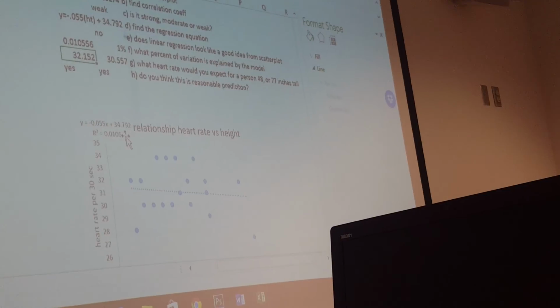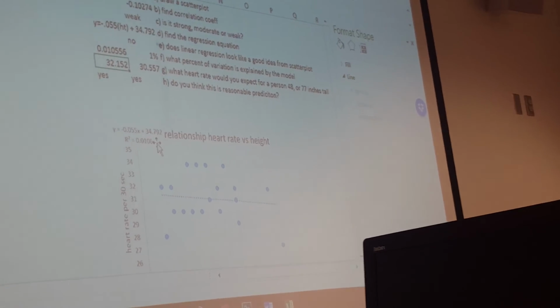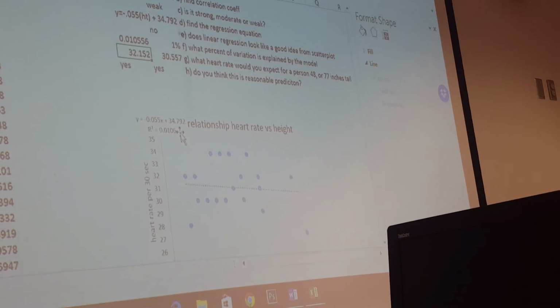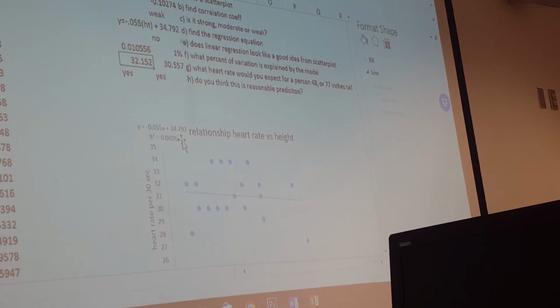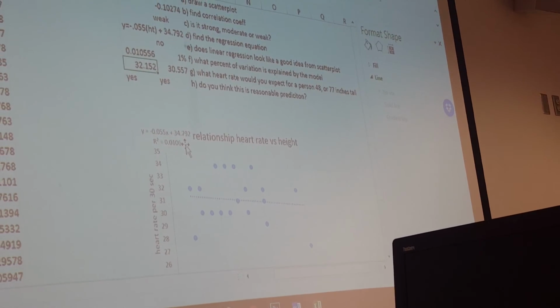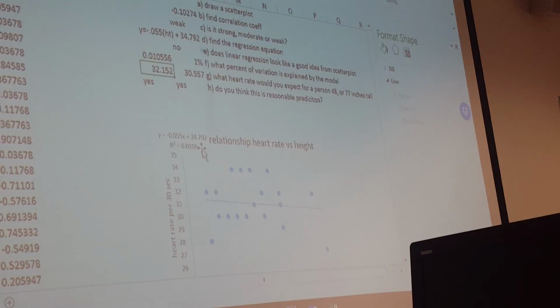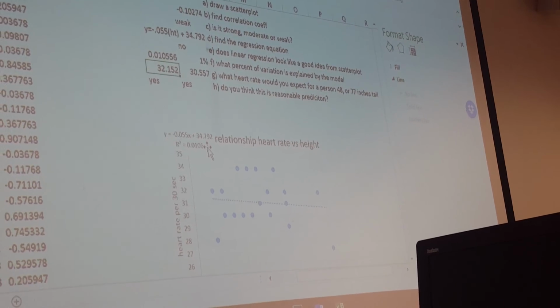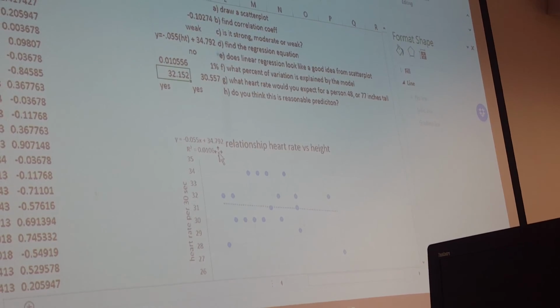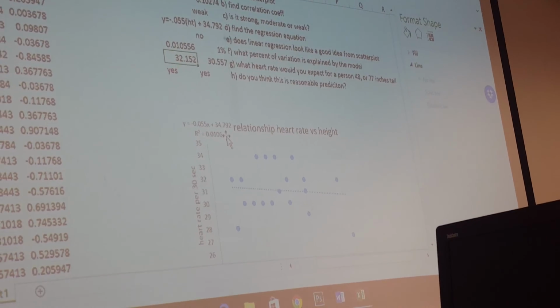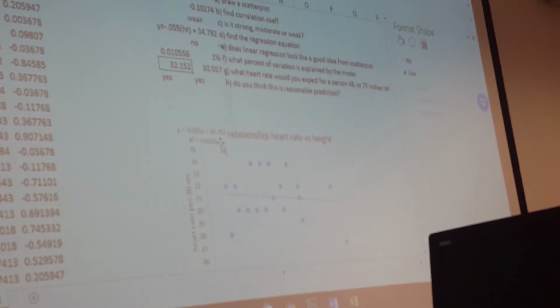No. Terrible model. Do you think there would be a better model, or do you think this indicates that there's no correlation? There's really not a whole lot of correlation. Would the equation change if we did a different line, or does it stay the same?